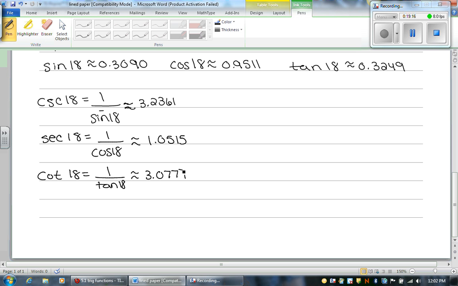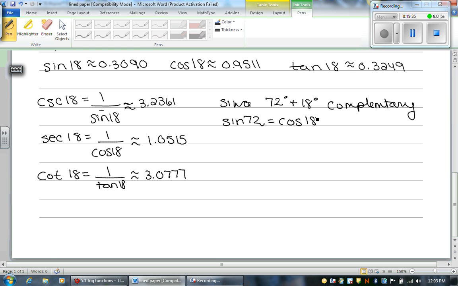So since 72 degrees and 18 degrees are complementary, remember complementary means that they add up to be 90 degrees, we can say that sine of 72 is equal to cosine of 18, which is equal to approximately 0.9511.